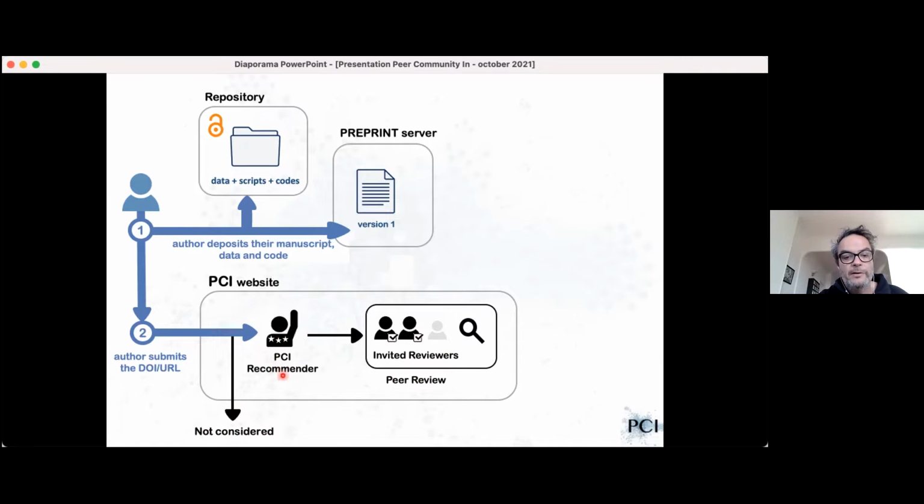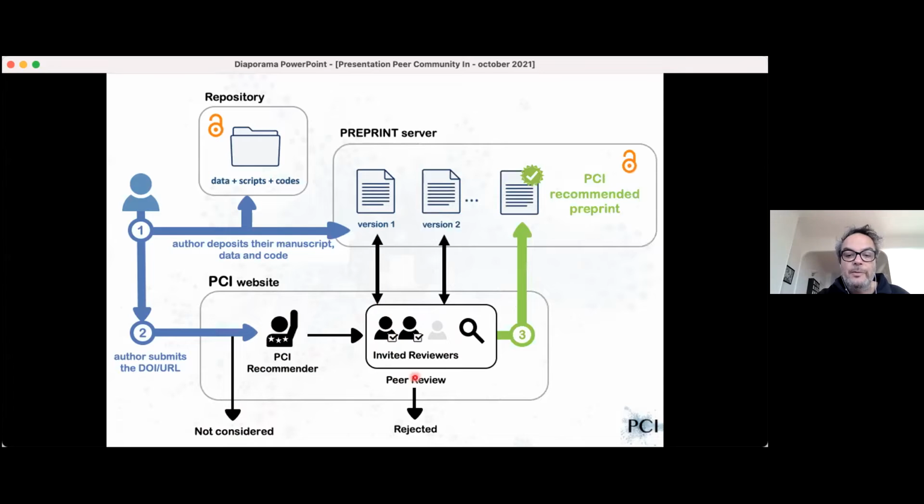So if one of the PCI recommenders is interested, then the peer review process can start. So it's like in a journal. The PCI recommender invites peer reviewers and gets the peer reviews from them. And from these peer reviews, the PCI recommender takes an editorial decision that can be to reject your article, to ask you to make some modifications on your article, or to accept your article.